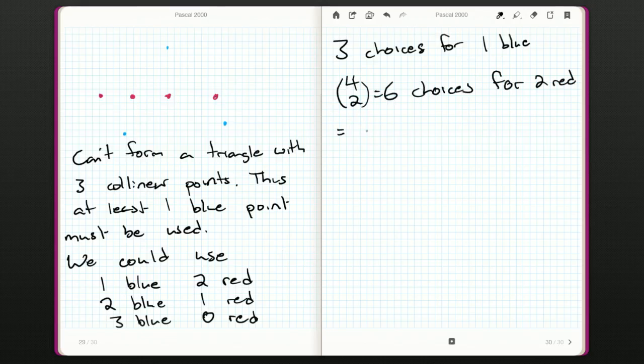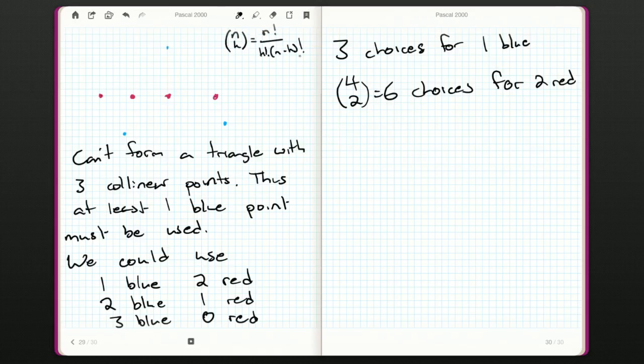Okay, for those of you who don't know, I'll write it up here in the corner. n factorial over k factorial times n minus k factorial. That's the number of ways to choose k things from n things. Okay, just in case you're not familiar with that, not everyone in grade 9 is, and certainly they don't cover that in the curriculum. But that sort of stuff does come up.